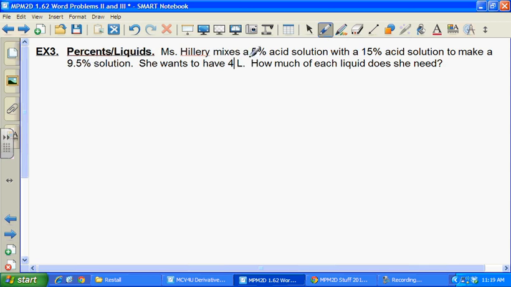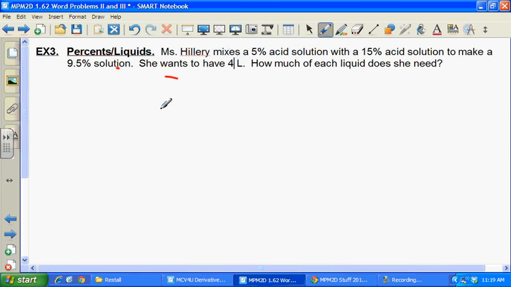Percents in liquids. Miss Hillary mixes a 5% acid solution with a 15% acid solution to make a 9.5% acid solution. Notice they're not even, so it's not a 50-50 mix. She wants to have 4 liters. How much of each liquid does she need?